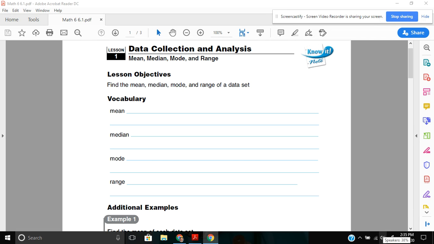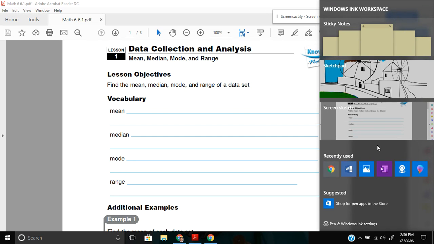Hello, sixth graders, and welcome to 6.1. In lesson one, we'll be discussing data collection and analysis. Specifically for the first lesson here, we'll be talking about mean, median, mode, and range.